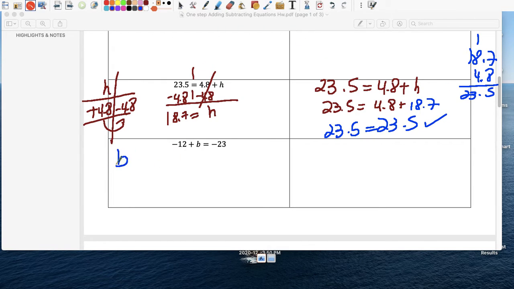Here's my variable b. Now what's happening to it? Somebody subtracted 12. So in order to undo that, I'm going to add 12 to both sides. So I'm going to do plus 12 over here, plus 12 over here.